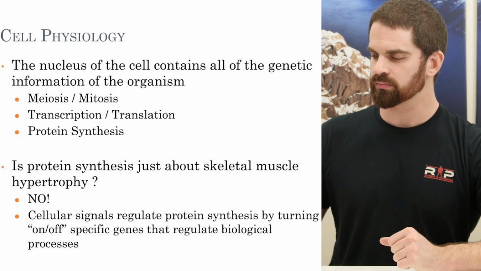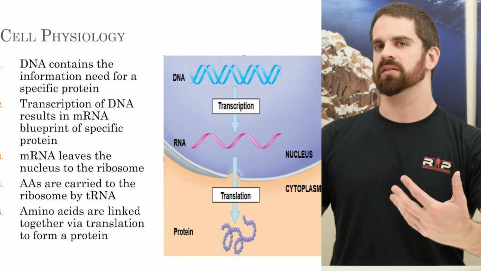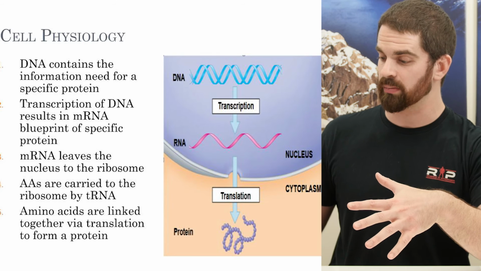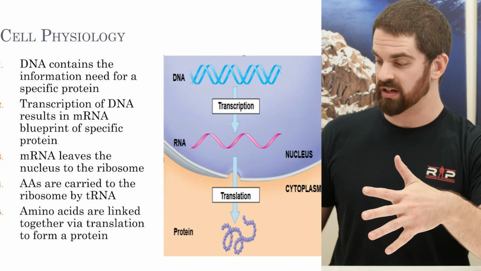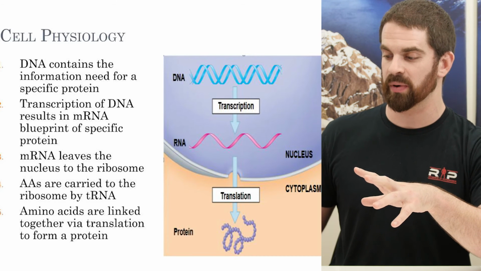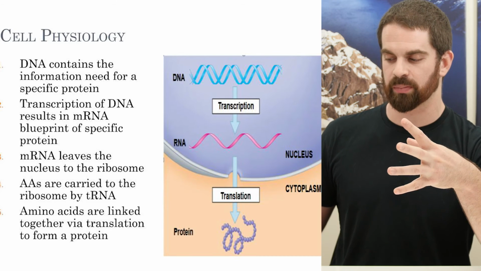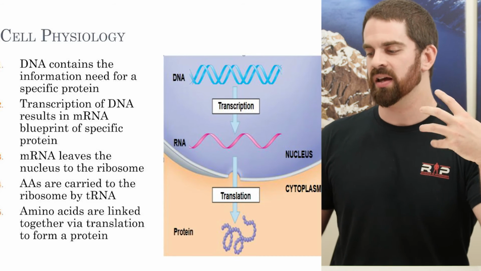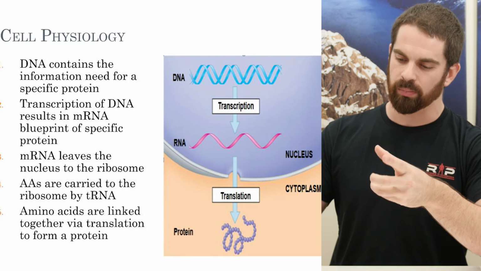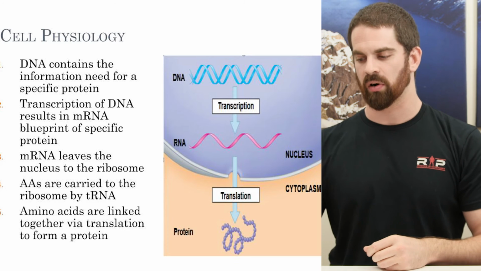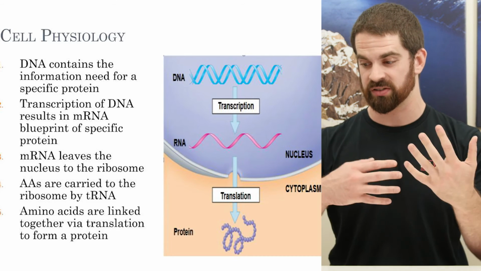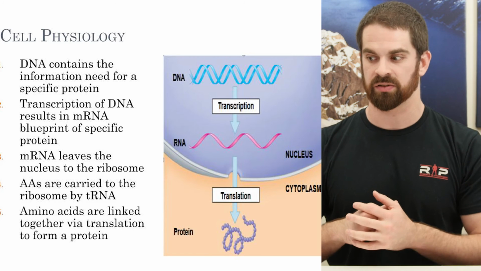Pretty cool. All right, so here's just a quick description of this. Now I've taken entire classes as a biochem major back in the day about DNA replication. This is just the short, quick, dirty version where we can see there is a need for a specific protein, right? We start transcribing. DNA results in some type of mRNA blueprint, right? Kind of that recipe. mRNA leaves the nucleus, goes to the ribosome. The ribosome takes the amino acids and puts proteins together. Proteins get sent out to do whatever they need to do, right?